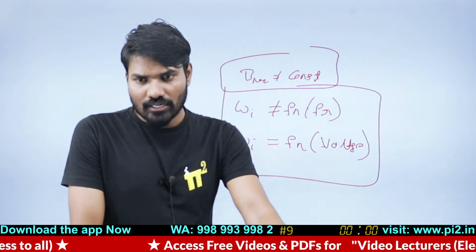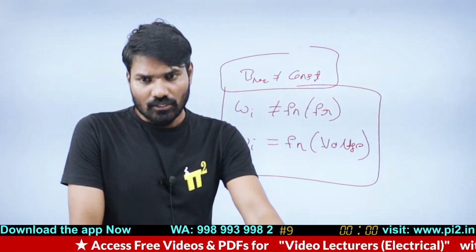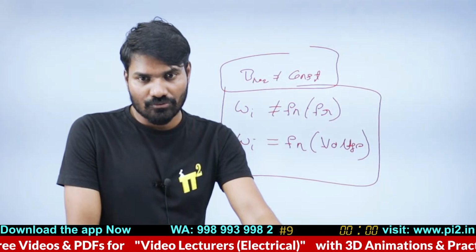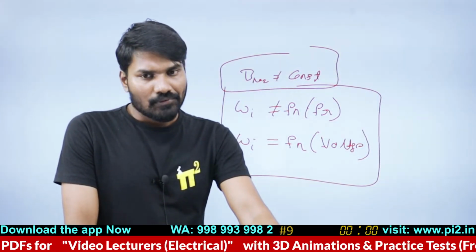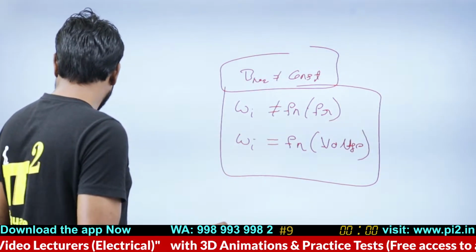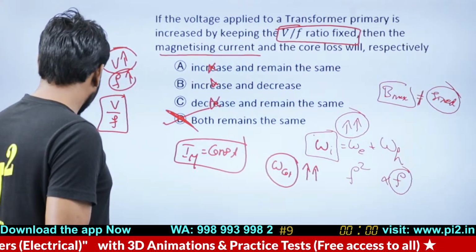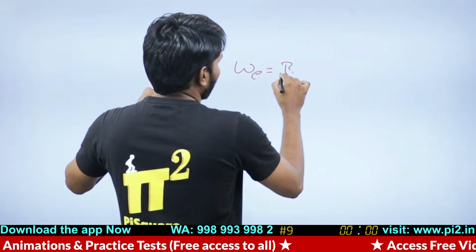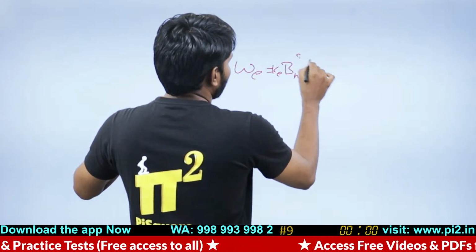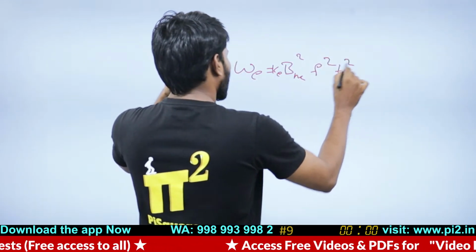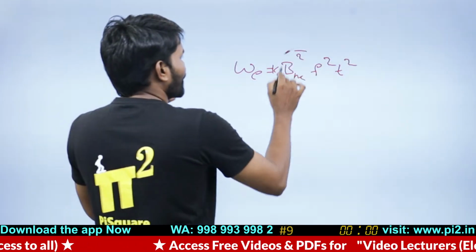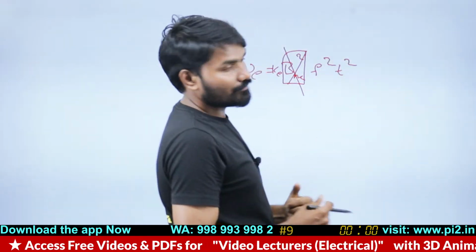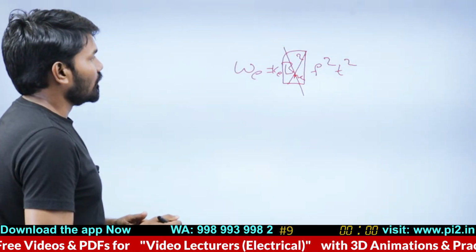Eddy current losses are constant, sir. Okay, is it? Bmax is constant, so WH is also constant. No, dear. Bmax is constant. So the formula, let's talk about eddy current loss only. Eddy current loss is equal to constant Ke into Bmax square F square T square. So Bmax is constant, means it is proportional to F square.